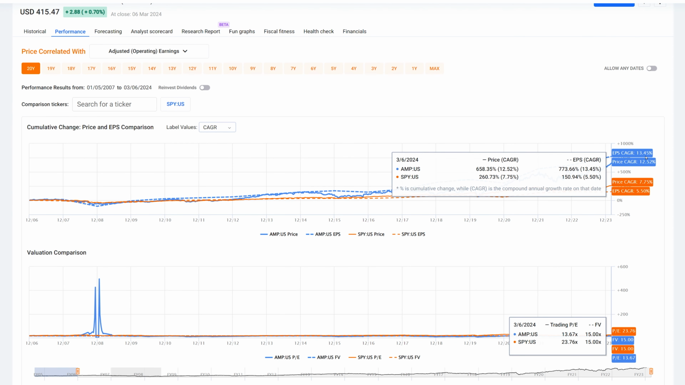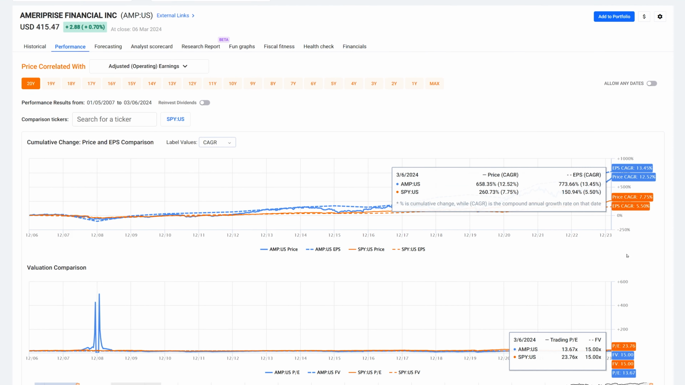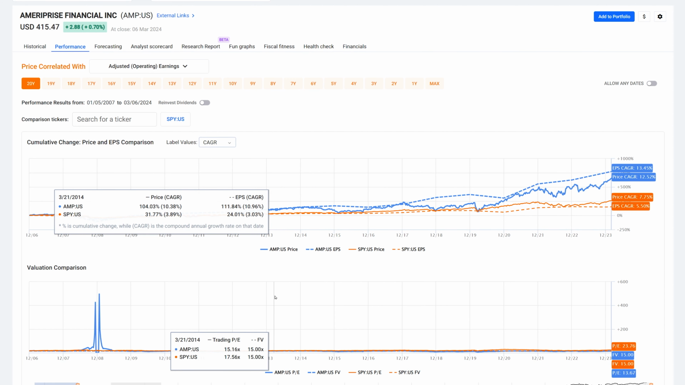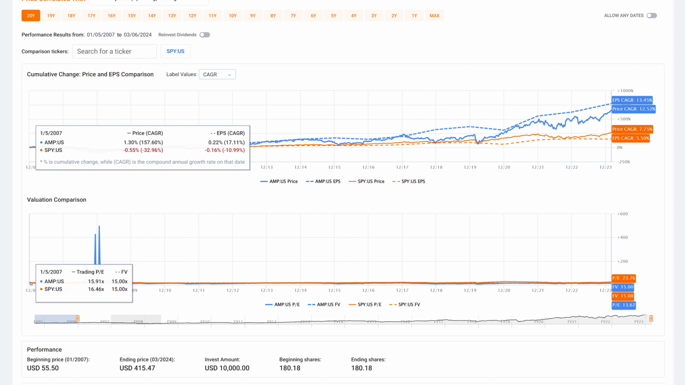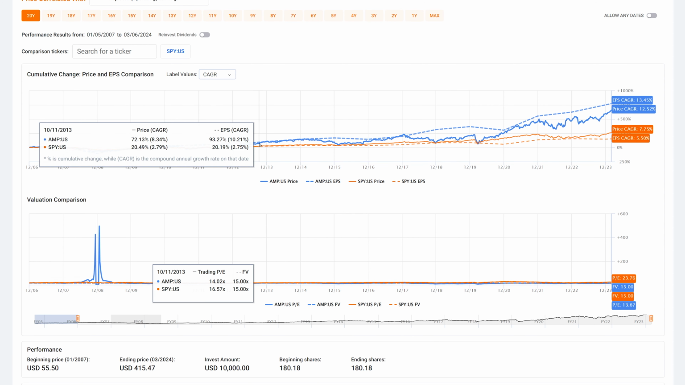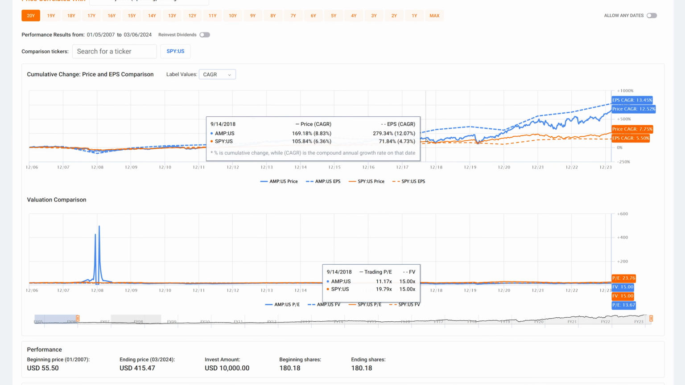Ameriprise grew earnings at 13.45%. The S&P 500 only grew at 5.5% during this time frame. Ameriprise gave a compound annual rate of return of 12.57%. The market only gave an annualized rate of return of 7.75%. So we had advantages of growth. But then if I go down here to the valuation charts, we also see that Ameriprise had an advantage in valuation. So they started out at a lower value, grew faster, and therefore outperformed the market in almost every period on this graph.